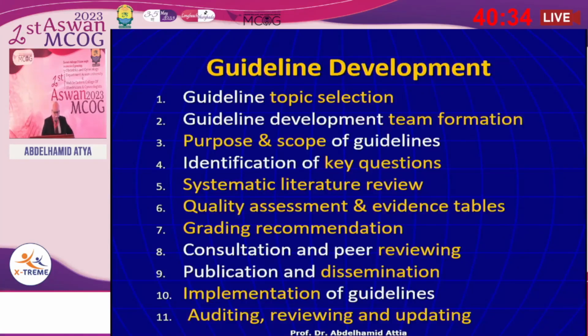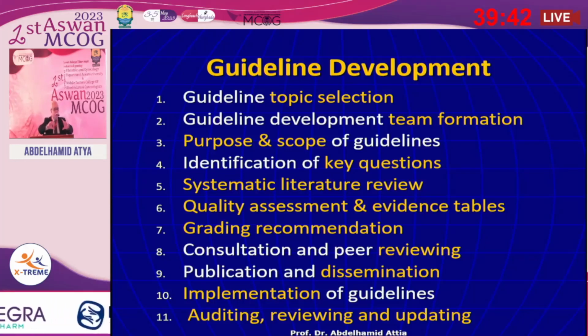The guideline development passes by 11 stages, from the topic selection to development of the team that is going to put the guideline, to defining the purpose and the scope of the guideline, to identifying the most important and the key questions that we need evidence for, to doing systematic literature review to find all the studies that are pertinent to the guideline at hand, to quality assessment of this research, to include the high quality research and exclude the low quality research, to grading the recommendation, high, moderate, low, or very low, to consultation and peer reviewing to get opinion of everyone who is concerned with the guidelines, to implementation of the guidelines, to auditing, reviewing, and updating.